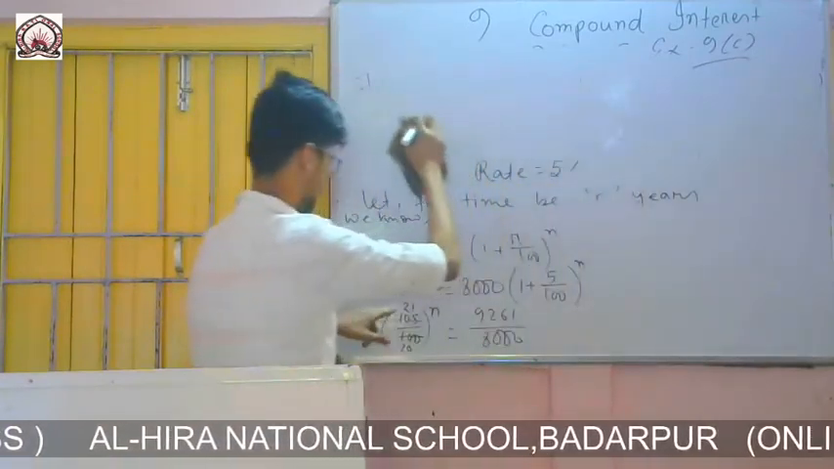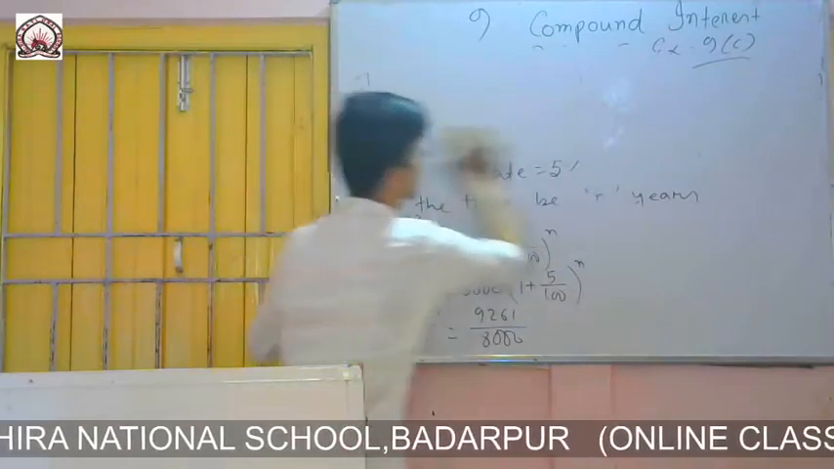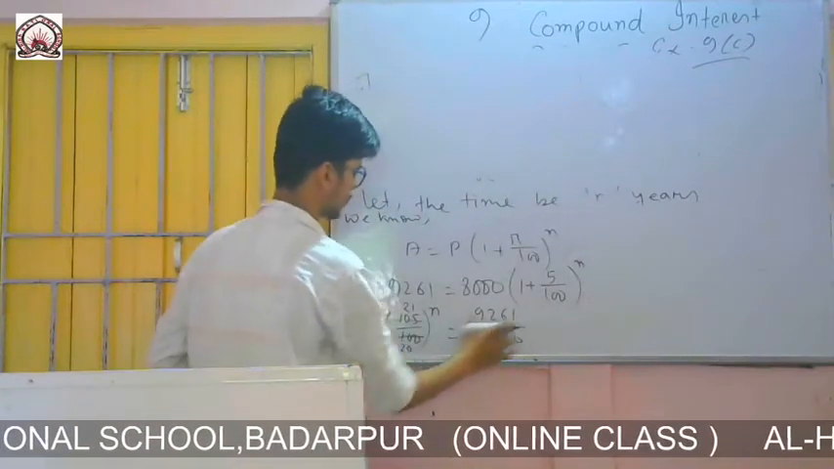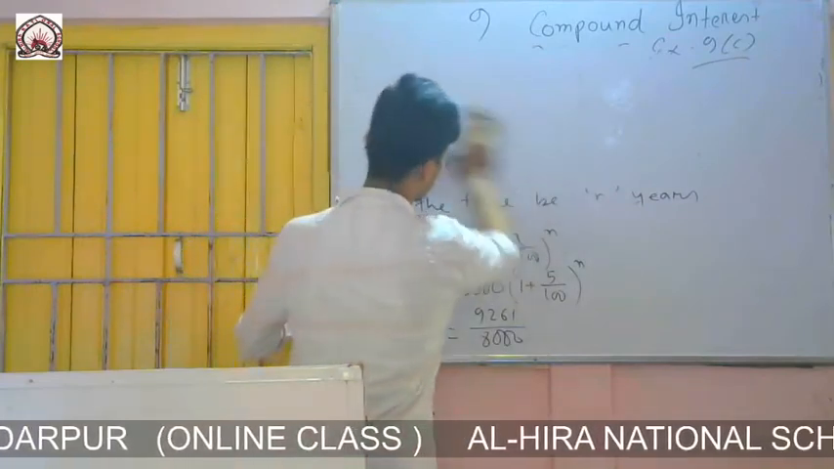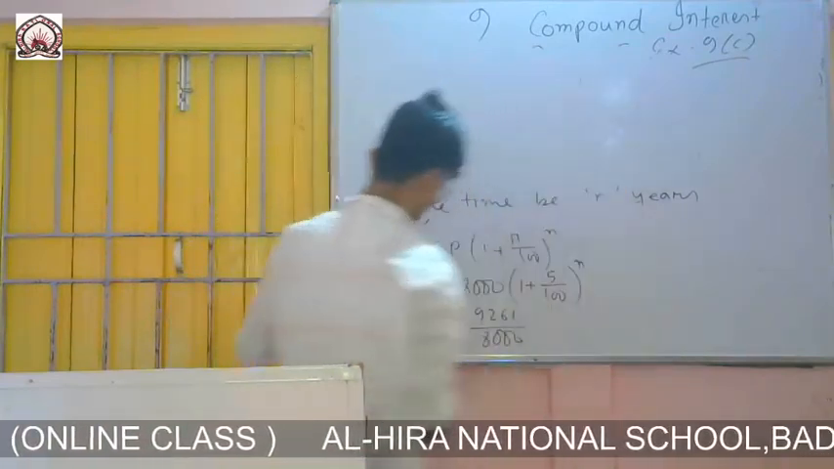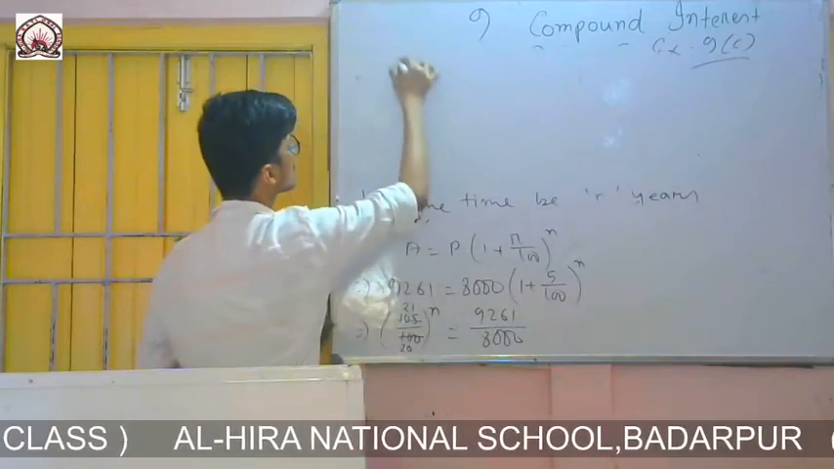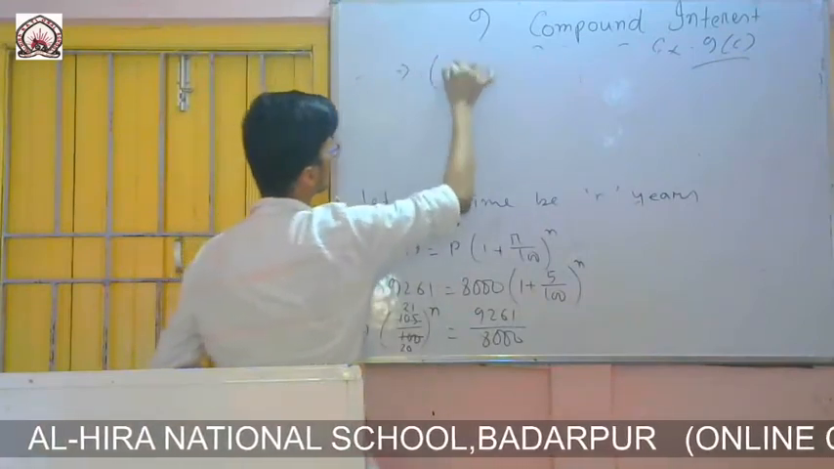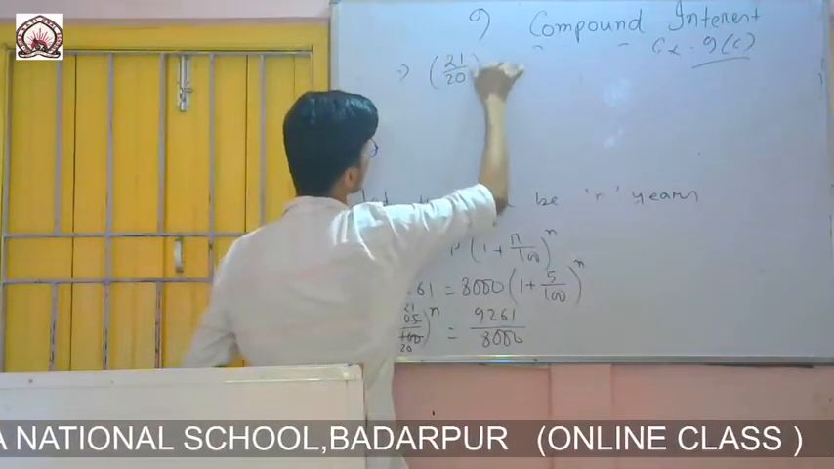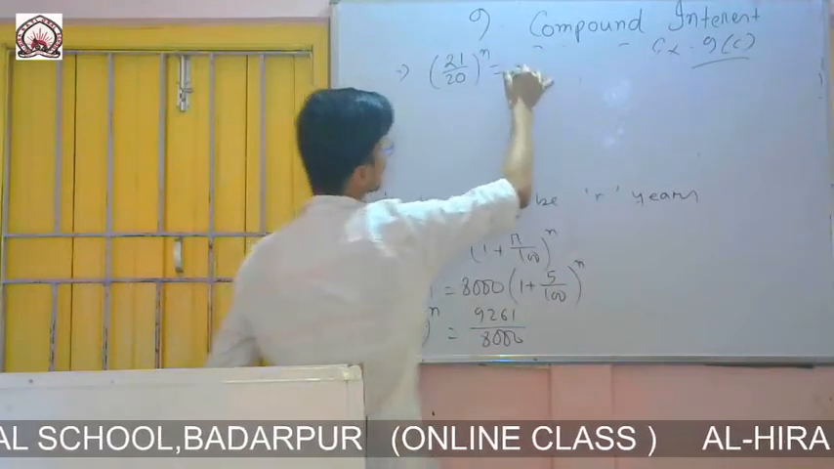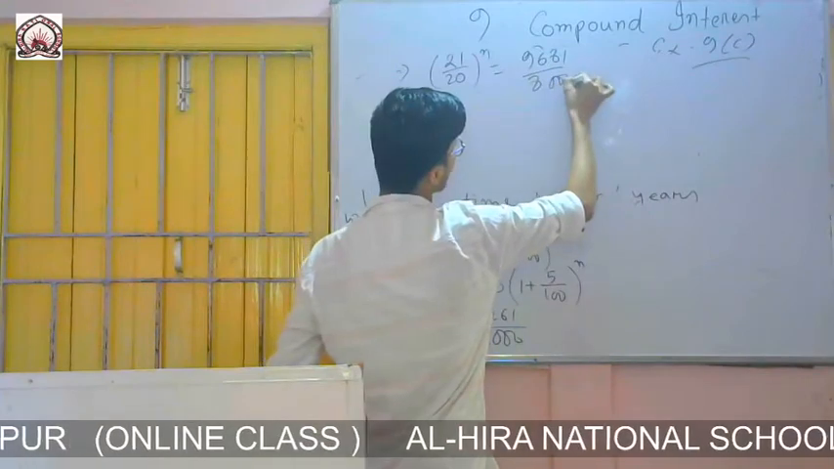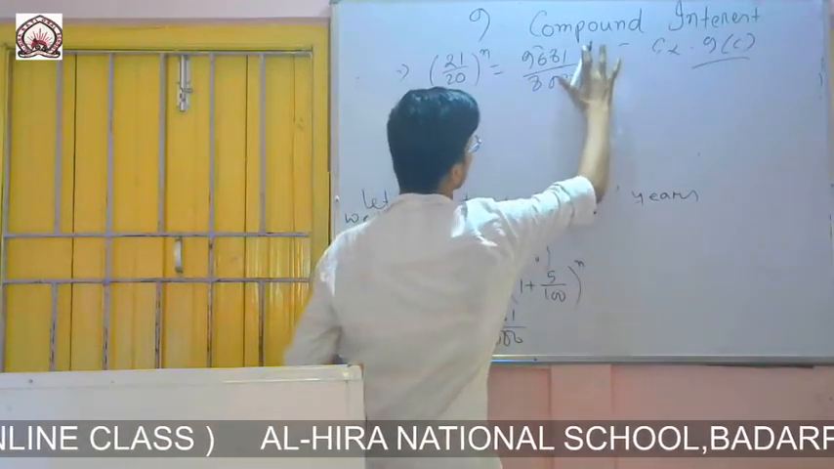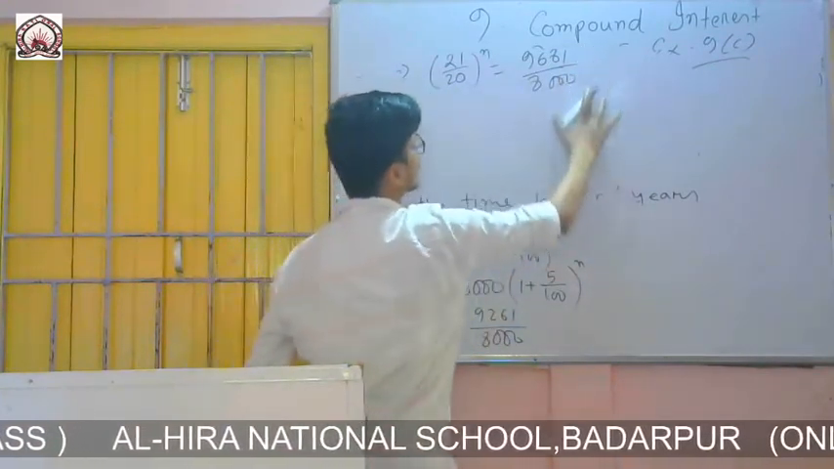You cancel it or else you cannot convert it, because here you have to convert it into the power of something, then only you will get the answer. This one and this one should be same. So it will be 21 by 20 to the power n equals to 9261 by 8000. So you see this one, 8000.